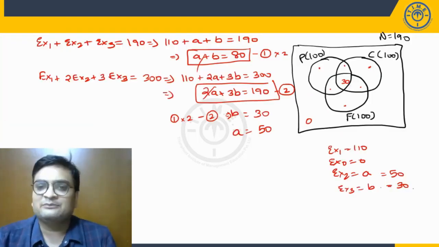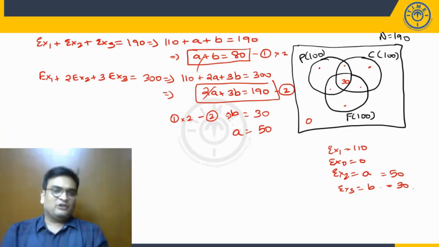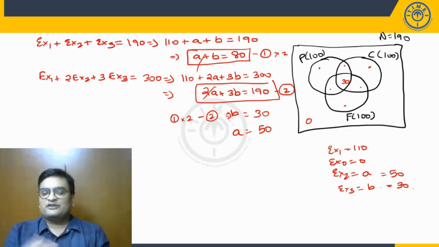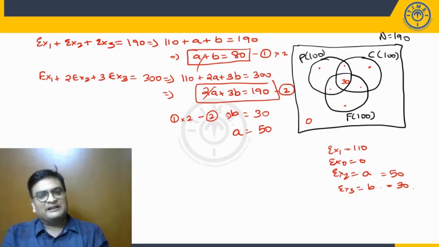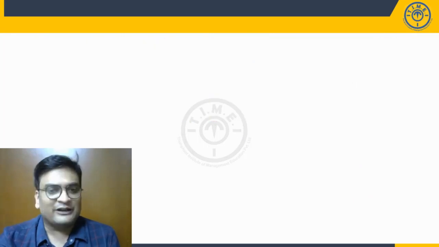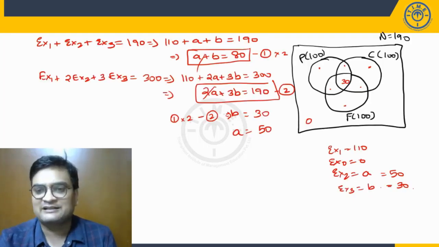So this is a question from Venn diagrams. It may appear in your logical reasoning section also, might appear in your DI sometimes, can come in your Quant also as a single question generally. So I hope you are clear with this. So 30 will be the answer.